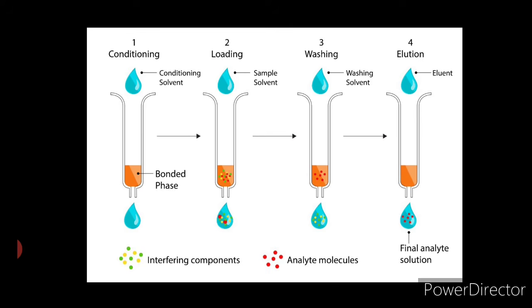Fourth and the last step, elution. The last and the final step is elution. It is done with a solvent which has greater affinity for the analyte than the bonded phase. Elution is done slowly to ensure that all analyte molecules interact with the eluent. Thus, a concentrated form of the analyte is obtained, which can be used in any other analytical method as a pure sample.